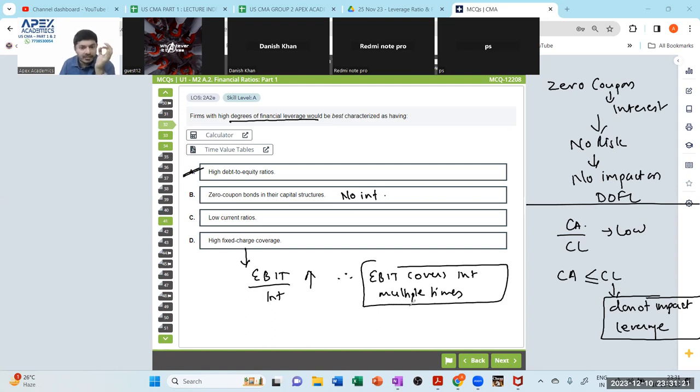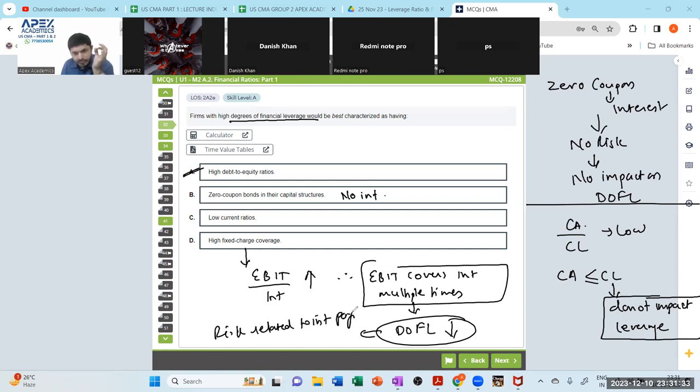Degree of financial leverage. So if this happens, degree of financial leverage automatically will go down. Why? Because risk related to interest payment has reduced. Keep that much in mind. Are you with me on that? Yes or no? Are you with me on that?